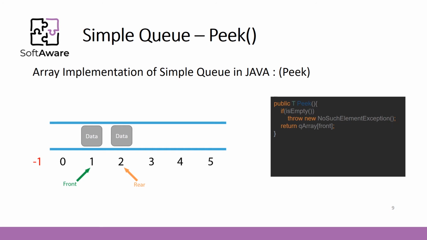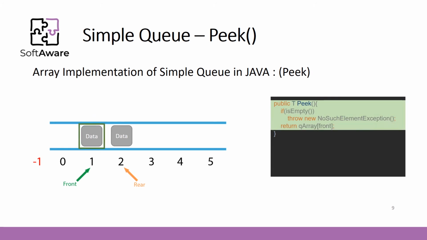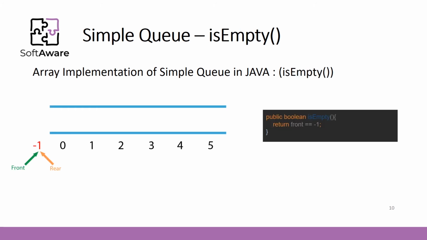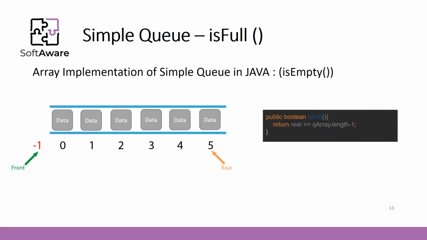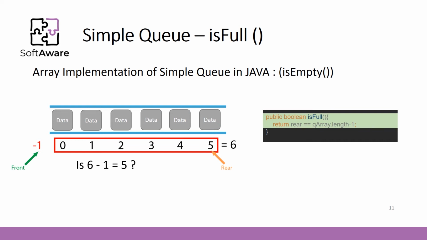The peek operation in simple queues basically returns the front index of QArray. So this way, we know which element is next to be dequeued when needed. The isEmpty method returns true if front is pointing to -1. isFull checks if rear is equal to QArray length minus 1. In this case, rear points to 5 and the QArray length minus 1 is also equal to 5, so it would return true.